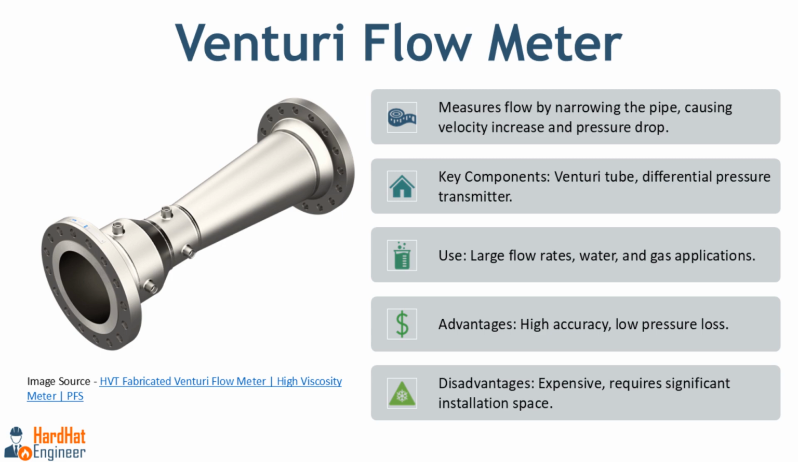The key components of a Venturi meter include a Venturi tube, the narrowed section of the pipe, and a differential pressure transmitter, which measures the change in pressure before and after the narrowing. Venturi meters are ideal for measuring large flow rates and are often used in applications involving water and gas. They are known for their high accuracy and have the advantage of causing minimal pressure loss in the system. However, they are more expensive than other flow meters and require a considerable amount of space for installation due to their design.